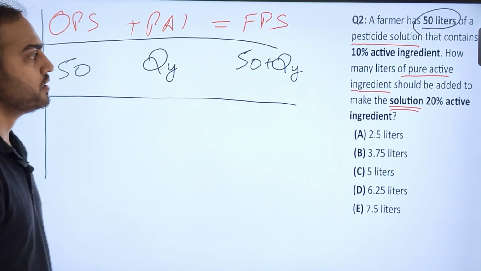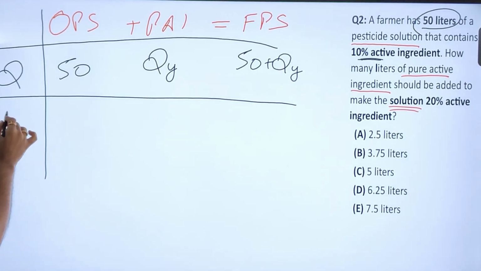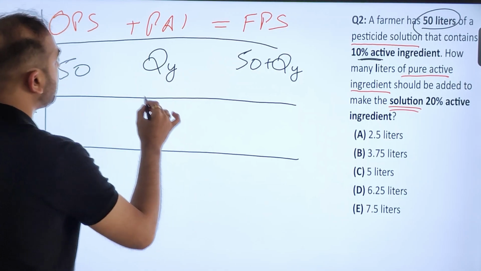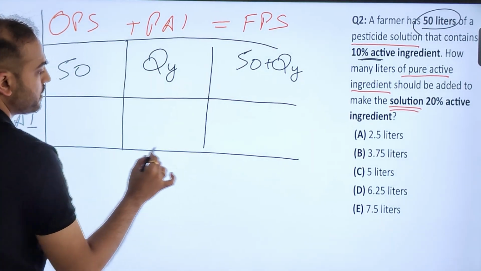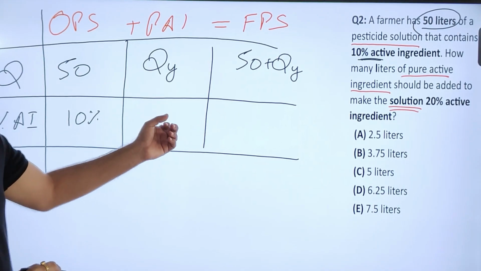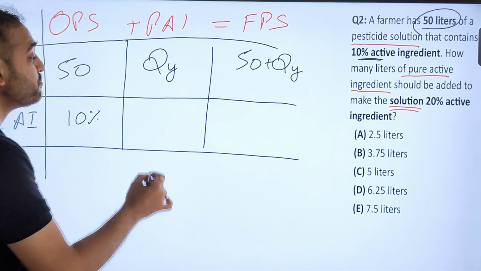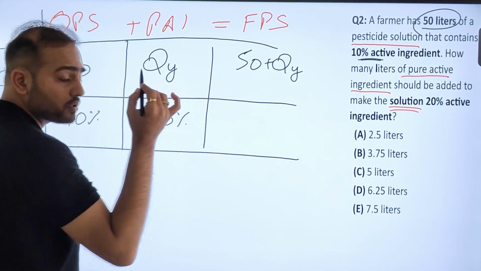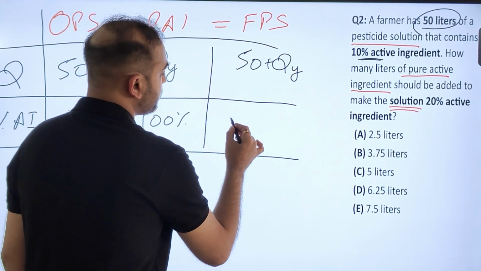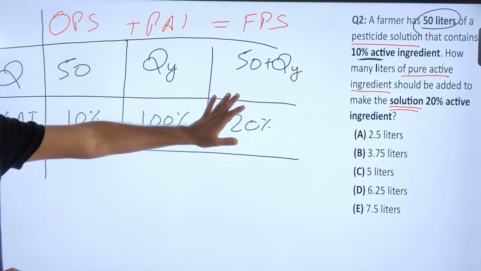What should be my factor? So as we can see the percentages, it's percentage of active ingredient. So what is my active ingredient in original solution? That's 10%. What is my active ingredient percentage in pure active ingredient? They say pure. Pure means it has to be complete 100%. And in my final, it is 20%. Now you see, table is complete.